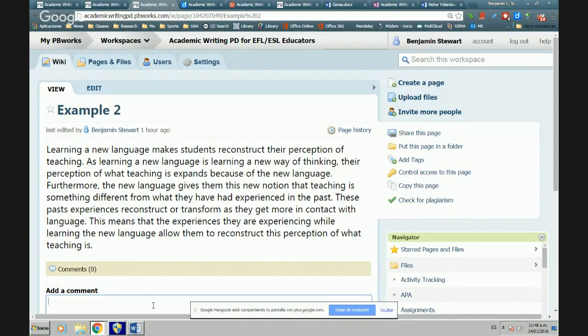Possible? They have had experience. Let's see. They have experience, or they. Something different from what they have had experienced. What they have had experienced. What they experienced. I would probably change. I would say something like different from what they experienced in the past, or different from what they have experienced. You could say that. Right? I have experienced.